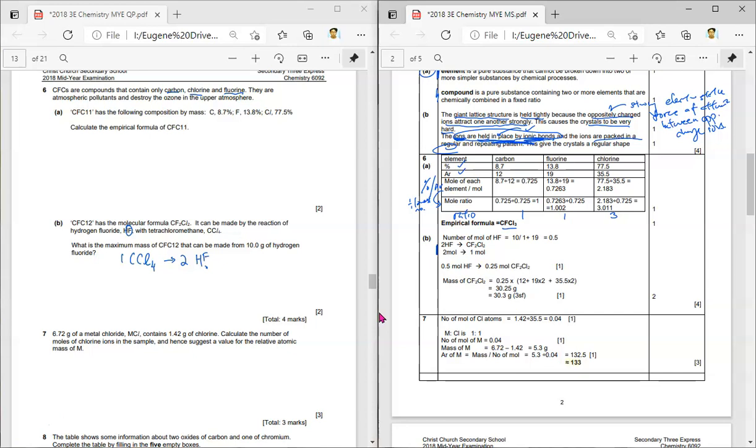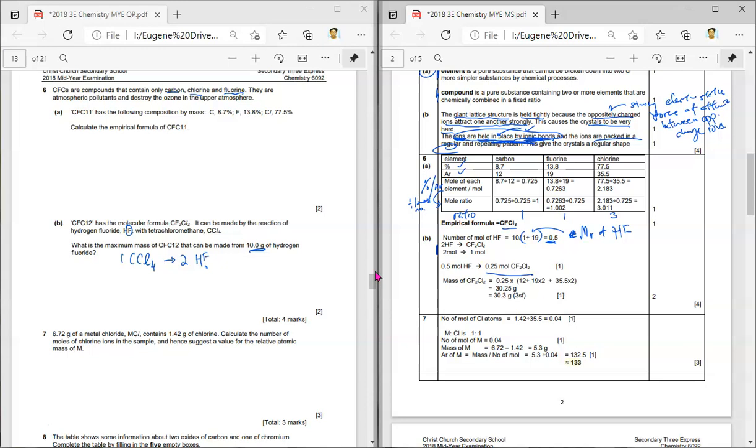So what they did was to first find the mole of HF in 10 grams. Take note, this is 10 divided by 1 plus 19, which is the MR of HF. Once you know that there's 0.5 mole of HF, because the ratio is 2:1, you know that there is only 0.25 mole of CF2Cl2. That is the maximum amount of CF2Cl2 that I can form.